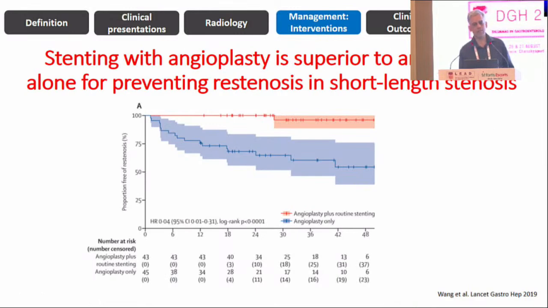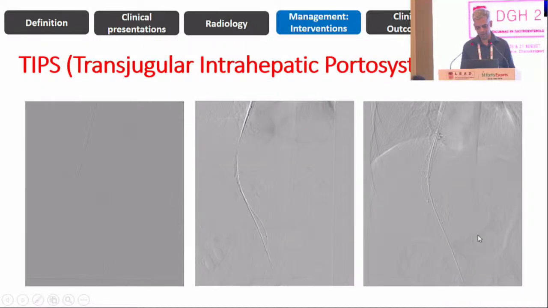So do we consider only angioplasty or angioplasty plus stenting? This is the only randomized controlled trial in Budd-Chiari syndrome, a Chinese study, which shows that a combination of angioplasty plus stenting helps maintain patency of the vessel. So ideally, yes, a combination is better compared to angioplasty alone.